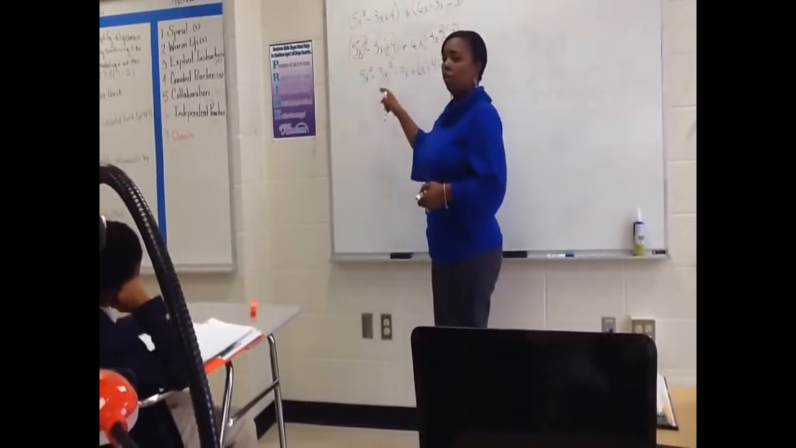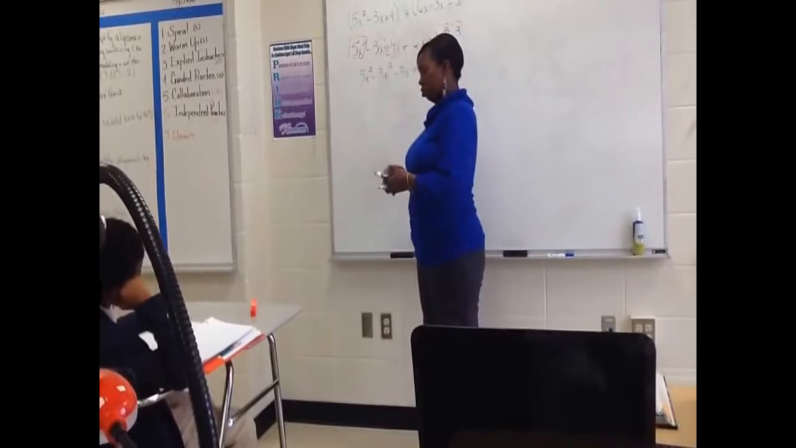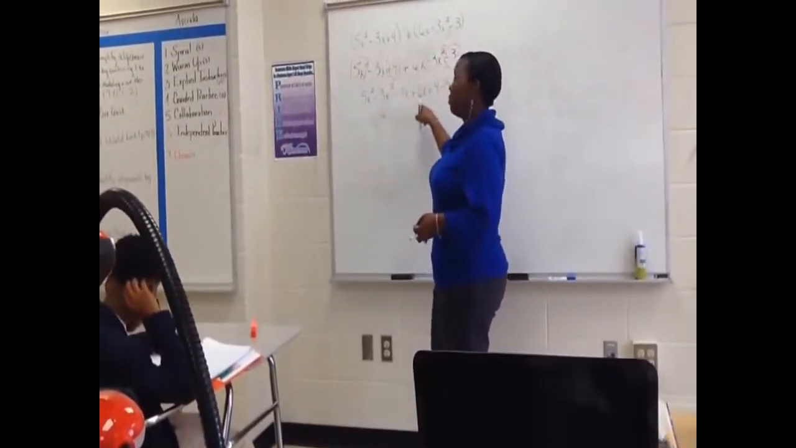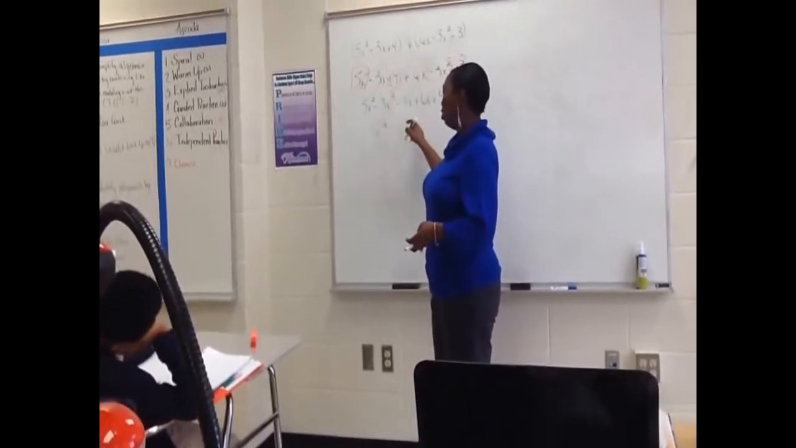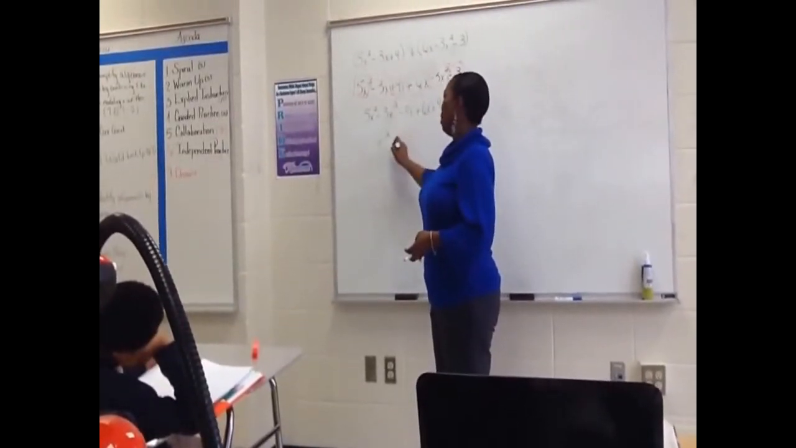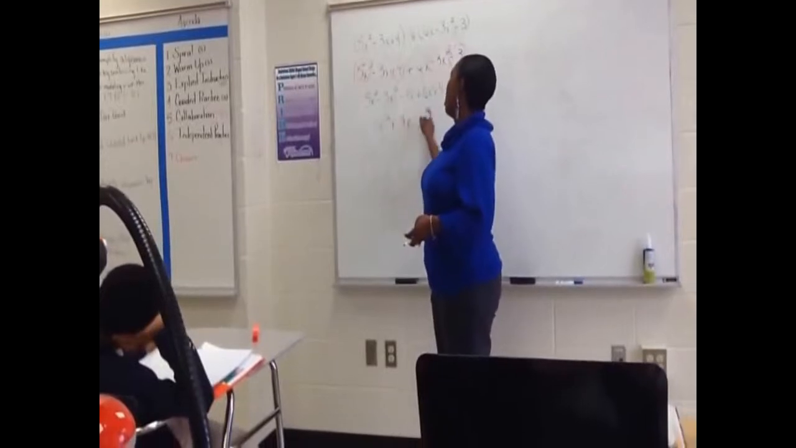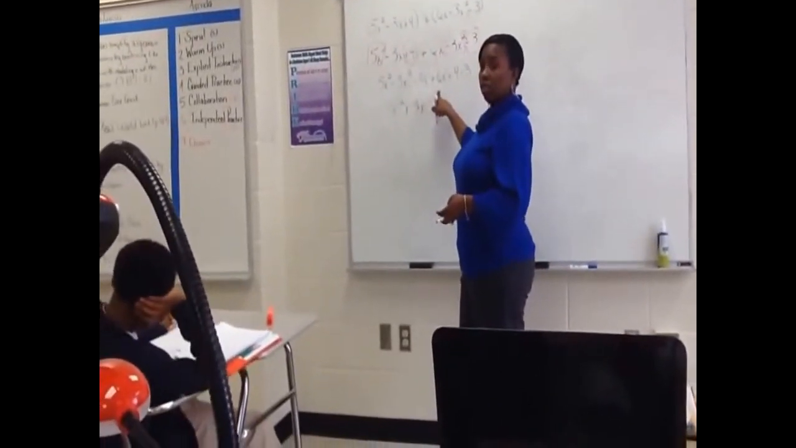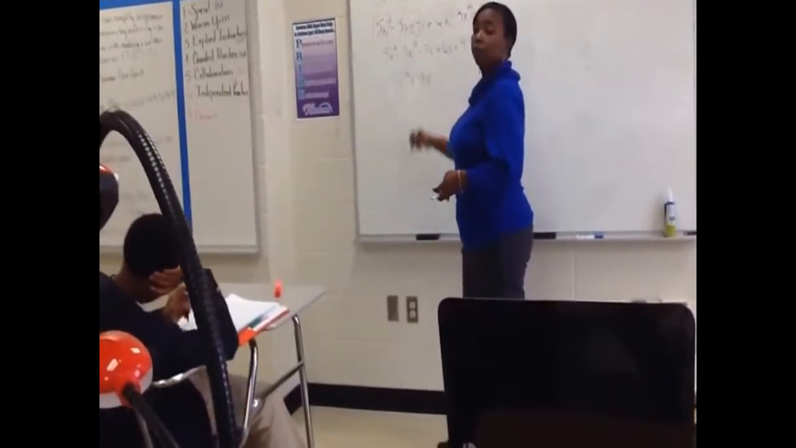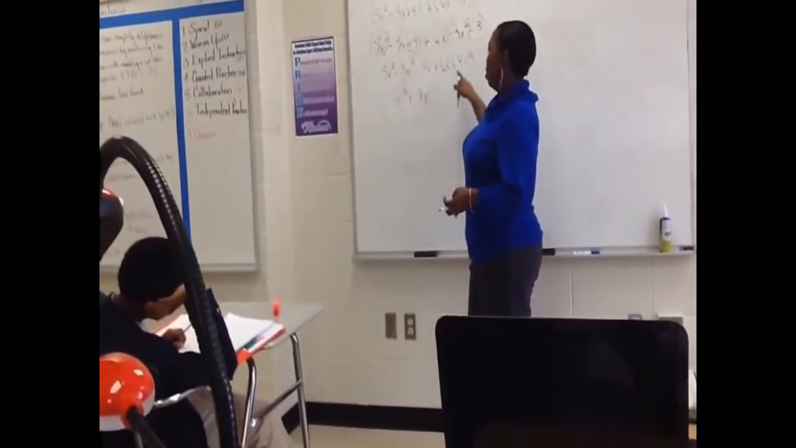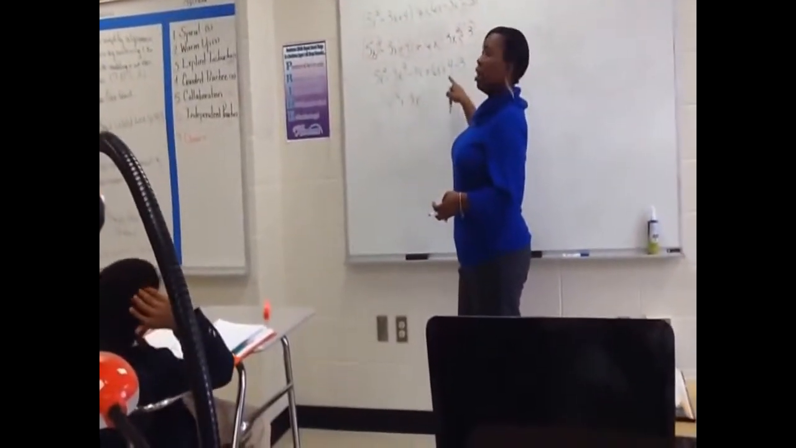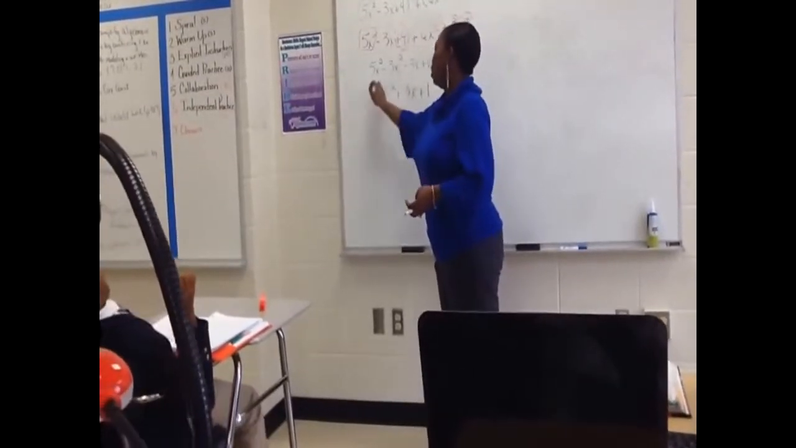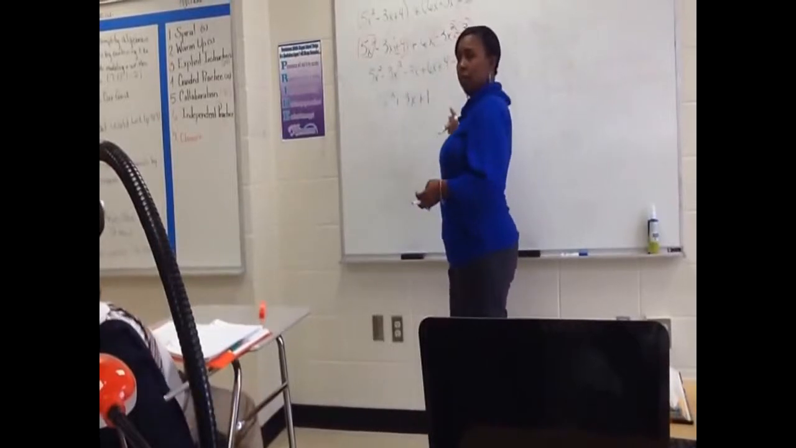So now we have 5x squared minus 3x squared, which is what? 2x squared. Negative 3x plus 6x, which is? Negative 3 and a positive 6. You subtract, take the sign of your larger number. So positive 3x. And 4 minus 3? Plus 1. Can I combine anything else?